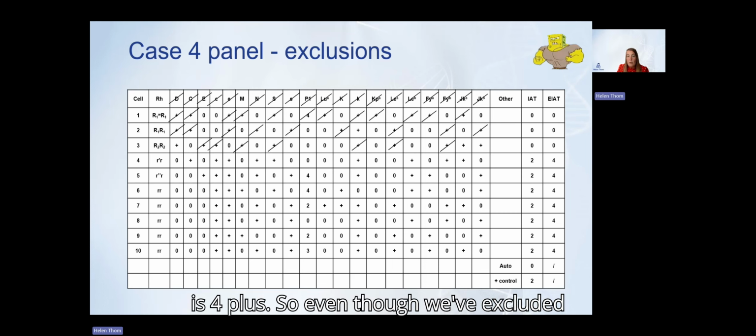So even though we've excluded every antibody there, we know that there's something going on. So this is where you need to use your knowledge and skills and understanding of your antibodies. What you might be thinking is, well, I've got something that's enhanced in enzyme. So that could be an RH antibody, for example. That's how I would be starting to think about this.